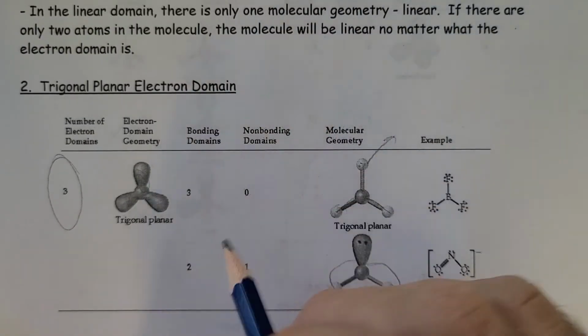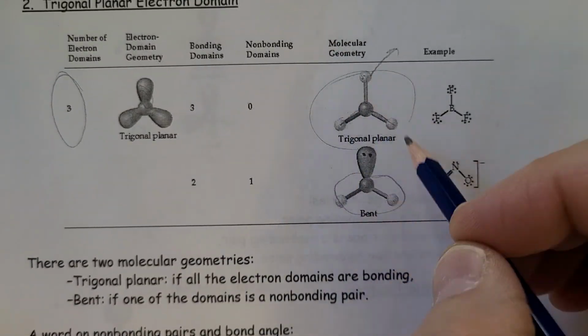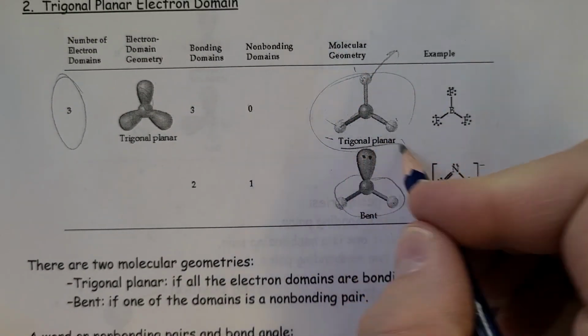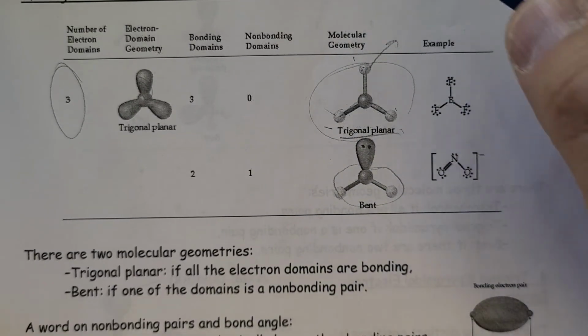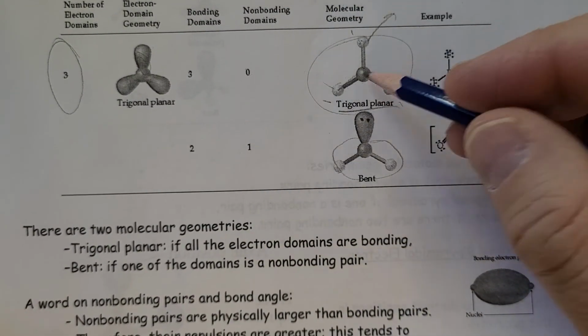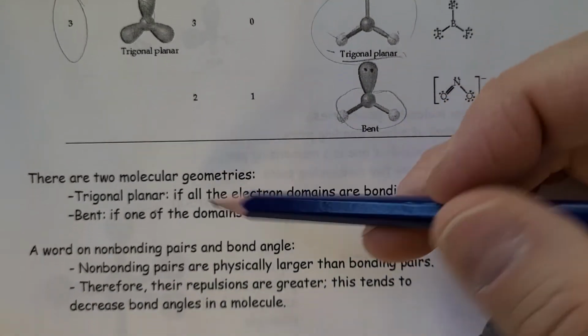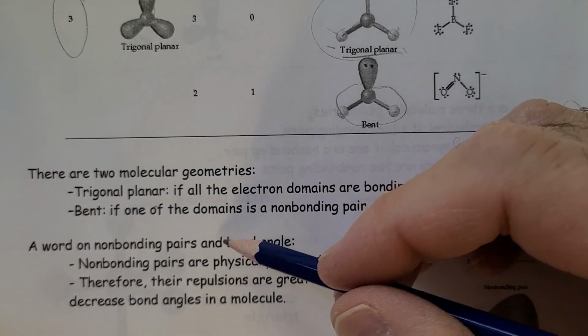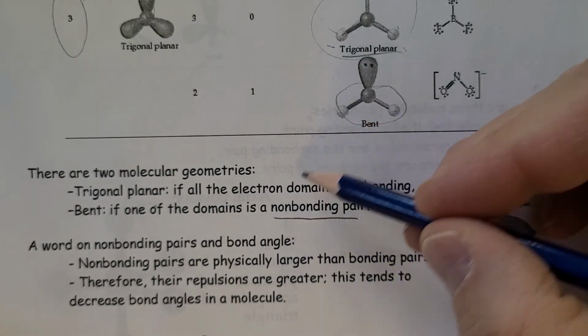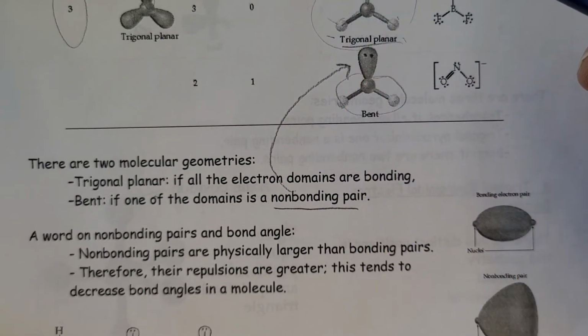Okay, so there are 2. Now, the electron domain geometry is always going to be the first one here. If we consider all of these important, trigonal planar is the electron domain geometry. But looking at the molecular geometry, there's 2 different cases. Trigonal planar, if all electron domains are bonding. Bent, if one of those domains is a non-bonding pair, such as we see here.